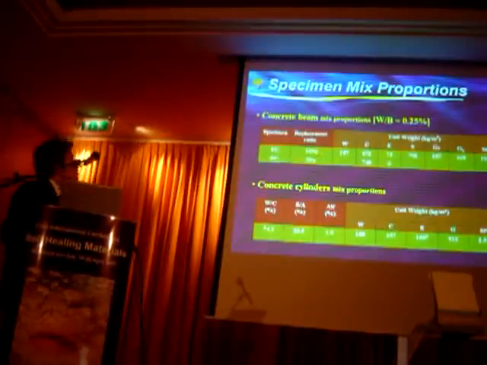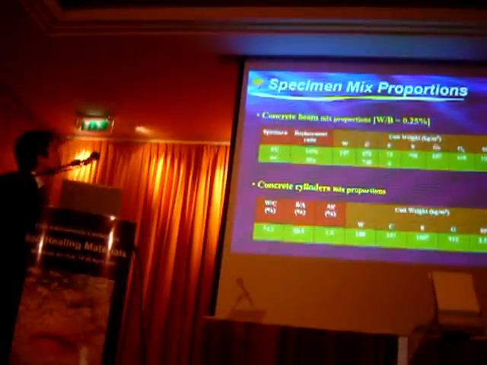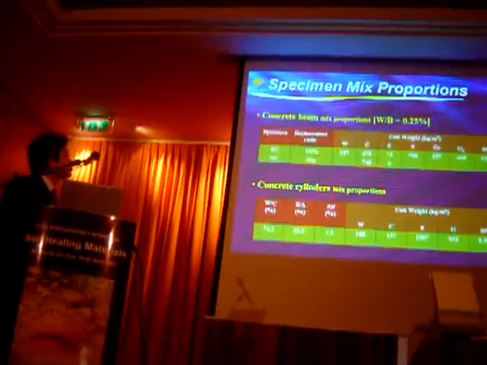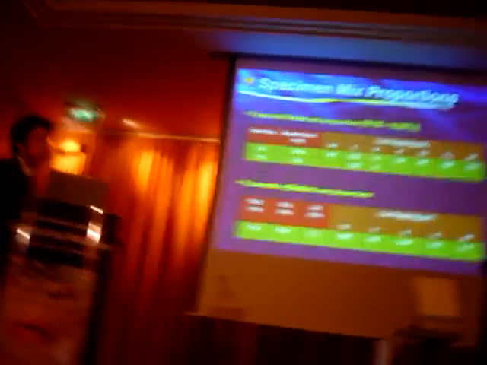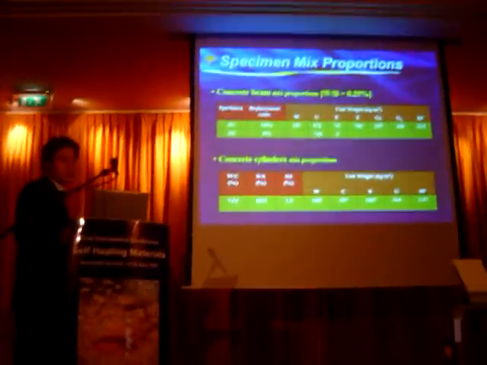This diagram schematically shows the mixed proportions of the concrete beams and concrete cylinders in this research. In the case of EC, the expansive agent replaced the ordinary Portland cement by 10 weight percent. The water to binder ratio was fixed at 0.25 in order to make the concrete beam with a low water to binder ratio.